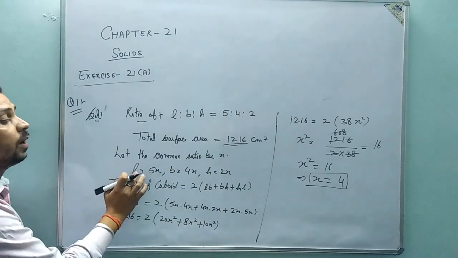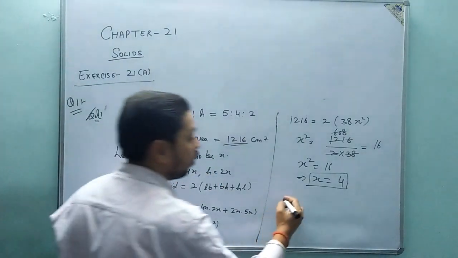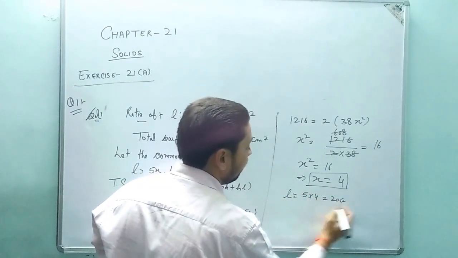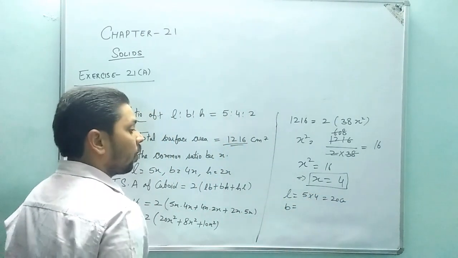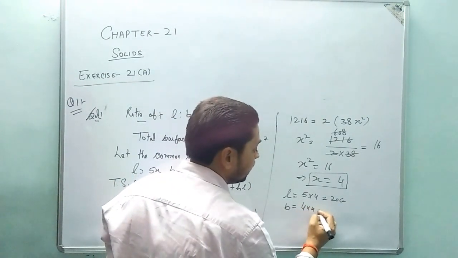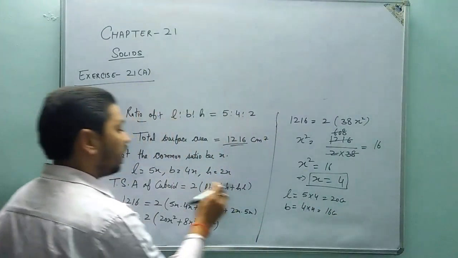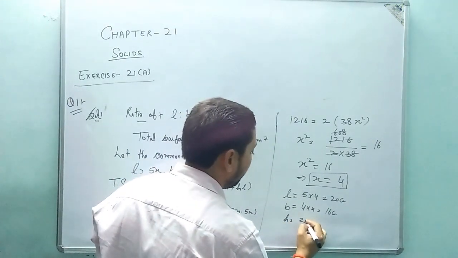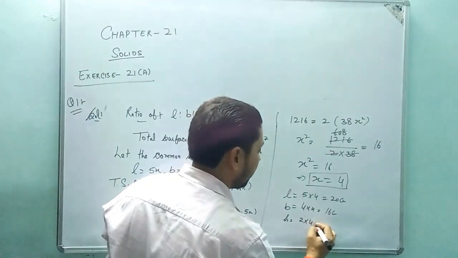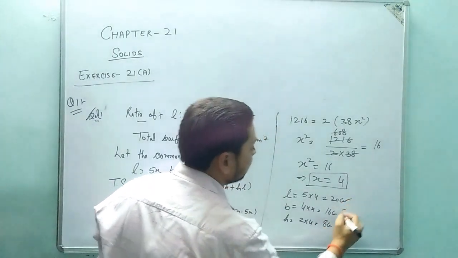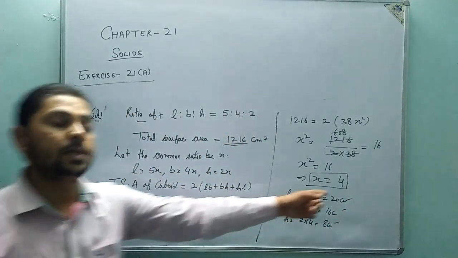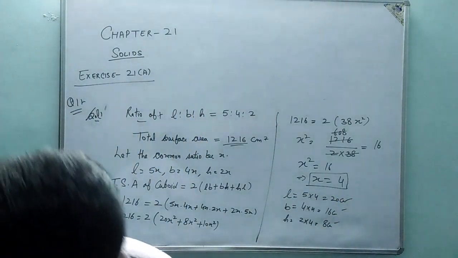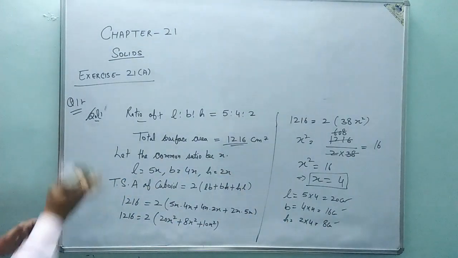Now substitute the value in length, breadth and height. Length will be 5 multiplied by 4, that is equal to 20 centimeter. Breadth will be 4 multiplied by 4, that is equal to 16 centimeter. Height is 2 multiplied by 4, that is equal to 8 centimeter. So the actual length, breadth and height are 20 centimeter, 16 centimeter and 8 centimeter. Now come to the next question. Question number 2.